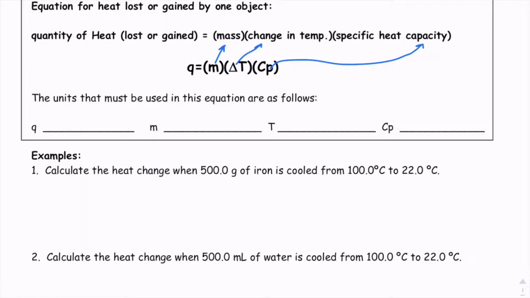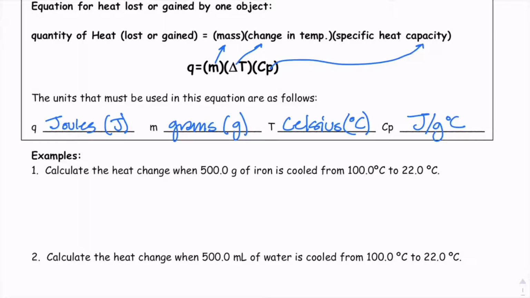So the units we use for heat are joules, represented by a capital J. Mass is in grams, with lowercase g. Temperature is in degrees Celsius. Specific heat has kind of a funky unit, but once you start doing these problems, you'll understand why. It's in joules per gram degree Celsius.